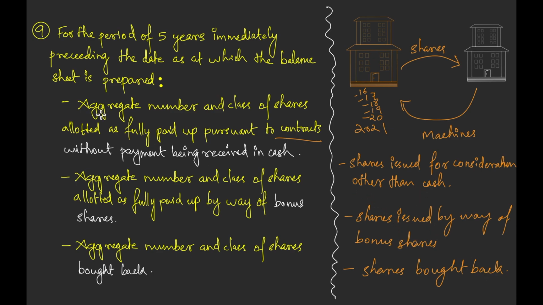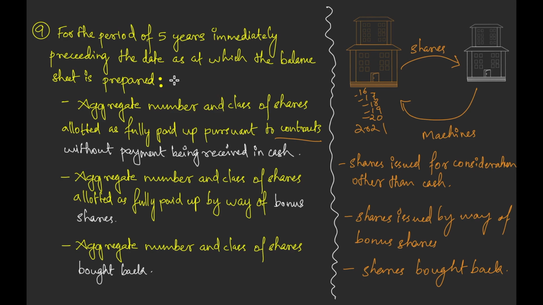See, aggregate number and class of shares allotted as fully paid up pursuant to contracts without payment being received in cash. Then next one is aggregate number and class of shares allotted as fully paid up by way of bonus shares, and aggregate number and class of shares bought back for the period of 5 years immediately preceding the date as at which the balance sheet is prepared. So I hope you have understood this point.